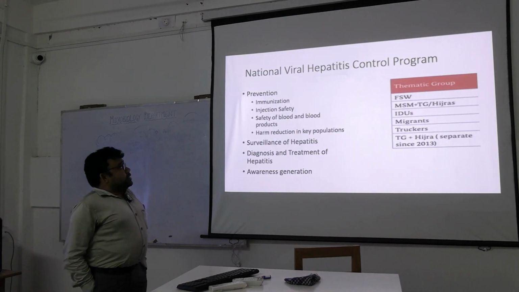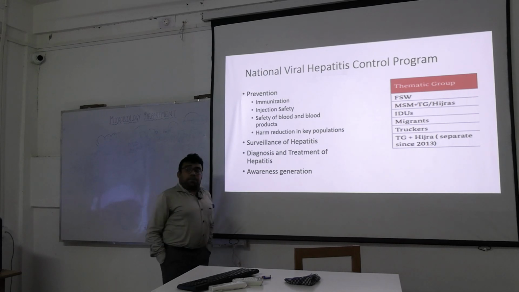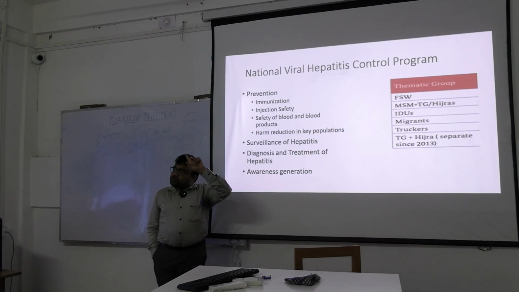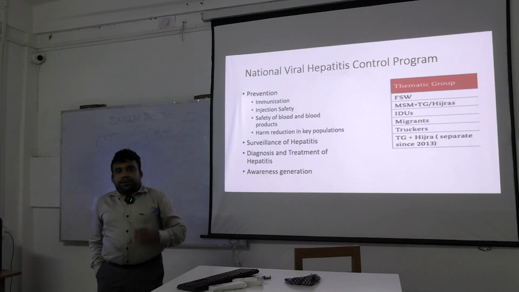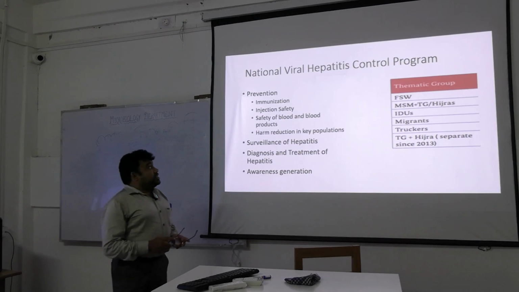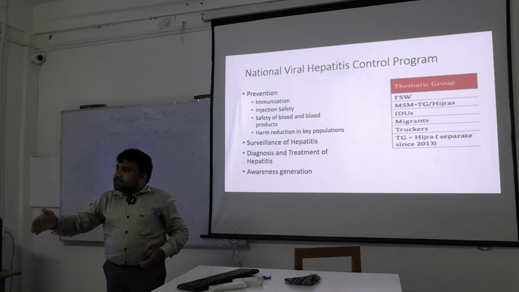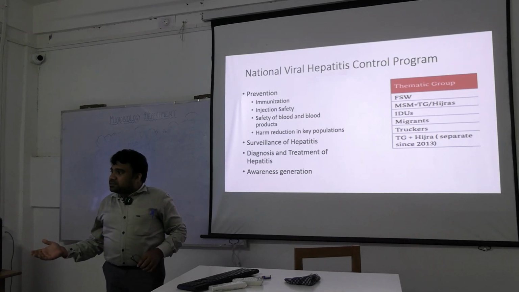Now, what does it target? It targets, that is, prevention of infection by, see the number, immunization. The target is to provide vaccine of both hepatitis A and B to all children. Next, injection safety, to prevent the transmission of hepatitis B and C virus, especially in the healthcare settings.